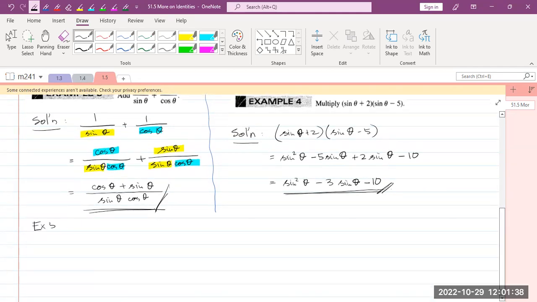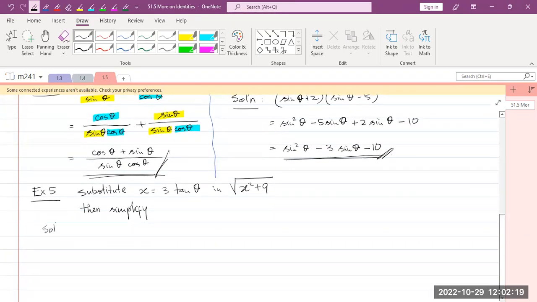Example 5. Substitute x by 3 tangent theta in the square root of x squared plus 9. Now, actually, we will do this magic especially once we get to Calculus 2. Then simplify. Right now, we just do the algebra without knowing why we need to do this, okay?